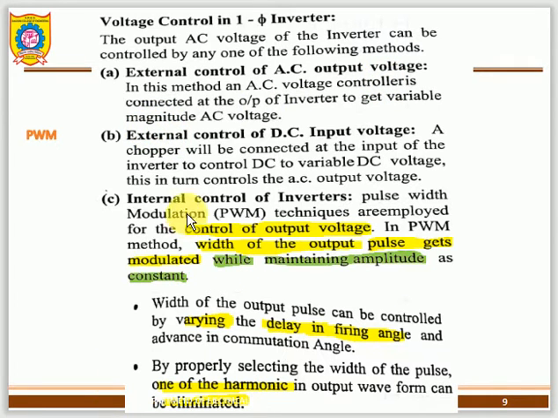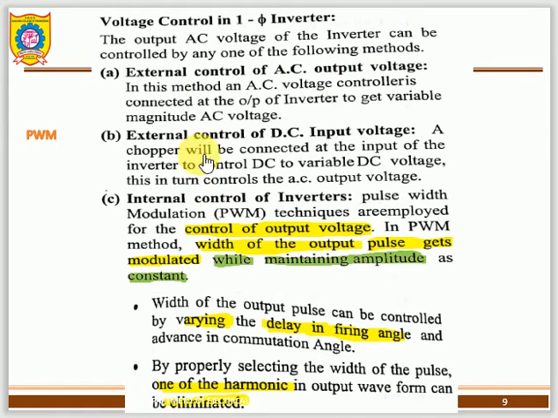External control of AC output voltage means first an inverter, which is DC to AC. After that, I use an AC voltage regulator, which converts fixed AC to variable AC. So I get a variable AC output. That is called external control of AC output voltage.